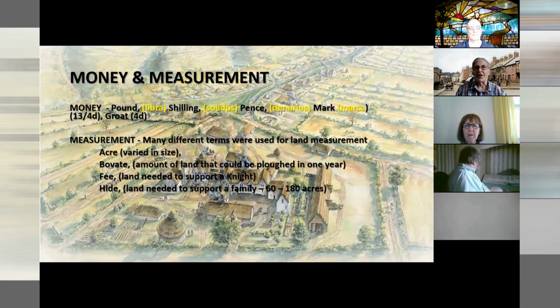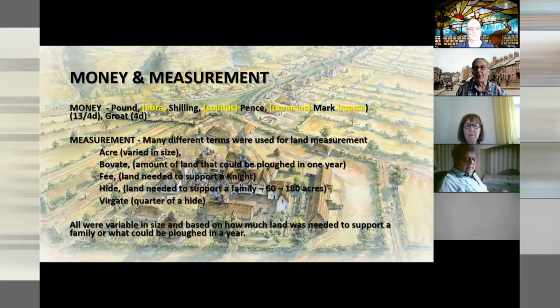A hide was the amount of land needed to support a family, and that varied anything between 60 and 180 acres. A virgate was a quarter of a hide. And you can see that all of these are variable based on how much land was needed to support a family or what could be ploughed in a year. So don't automatically assume that when you see the word acre in a record, don't try and visualize what an acre looks like today, if indeed you can, because everybody now works in hectares and goodness knows what else.